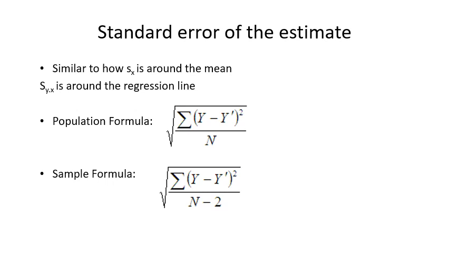So this is going to be sy.x. This is the standard error of the estimate around the regression line. There are formulas you can use for the population and sample. Just note that the standard error of the estimate is very similar to the standard error in one sample, but now it's going on with two samples. And it's basically the standard error of the estimate, or the standard error of the prediction is another way to say it.